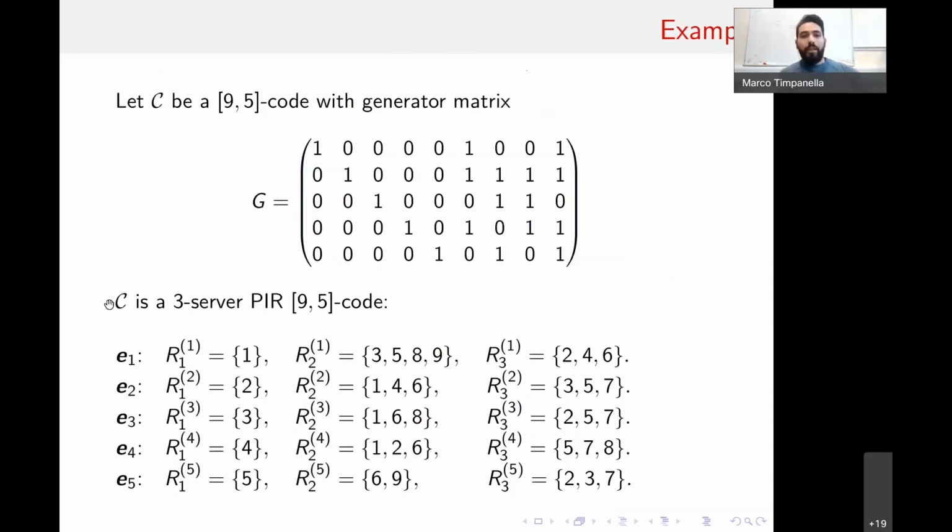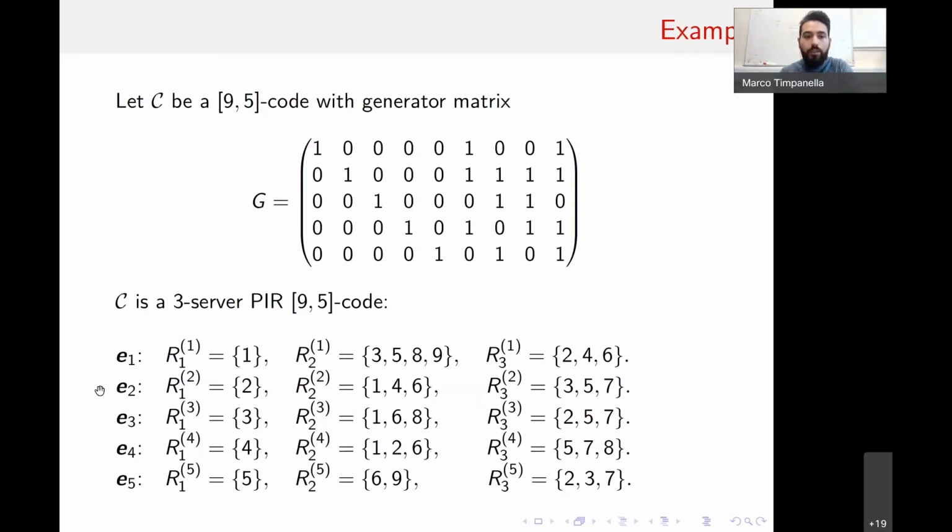Here you can see an example. Consider the code associated with this generator matrix G. It is possible to see that this is a 3-server PIR code. What we need to prove is that for each of these vectors from e1 to e5, we can find k disjoint choices of columns of G whose sum is ei.